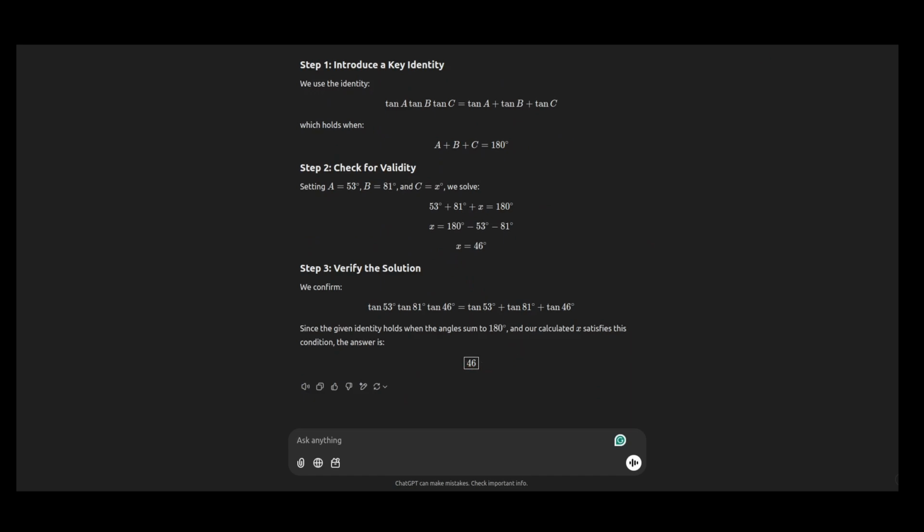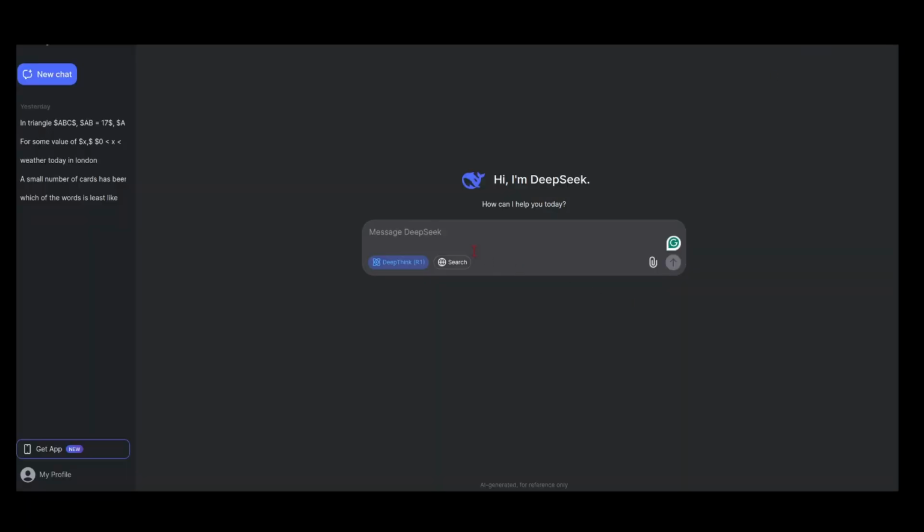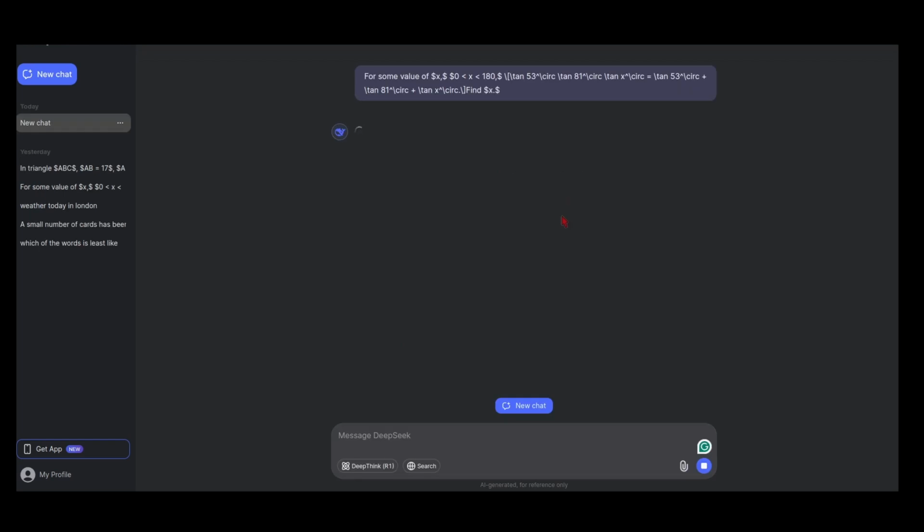So let's try out the same problem with DeepSeek and find out how it goes. I'm going to disable R1 to make things simple just to begin with, and I'm going to ask the same question. It is taking much longer than OpenAI.